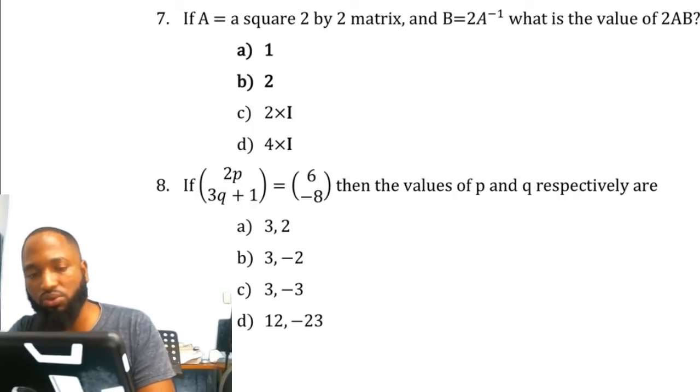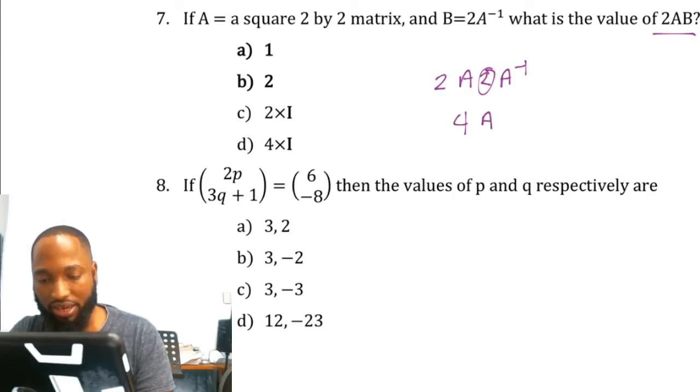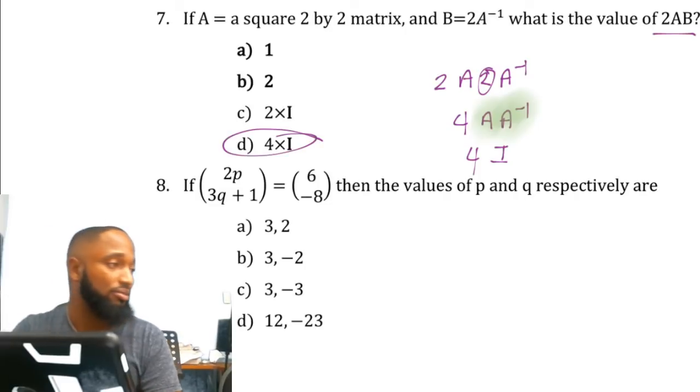So, 2AB, remember B is really 2 times A inverse. So, 2AB is like 2 by A by 2 by A inverse. This 2 could come and deal with that. So, it's really 4 by A inverse. And everybody knows a matrix multiplied by its inverse is the identity matrix. So 4 times the identity matrix, D.